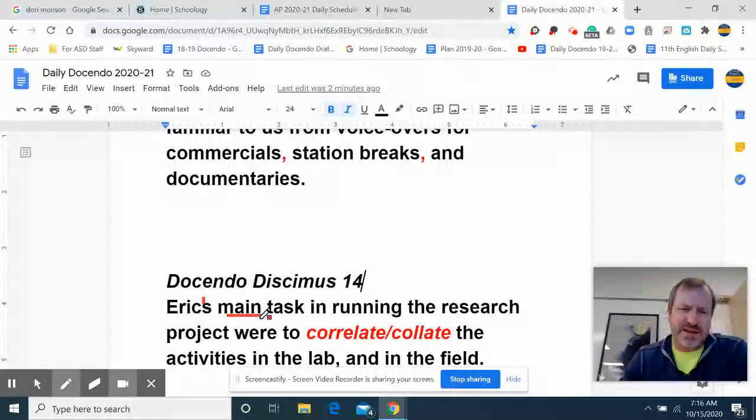Now we're talking about a main task here, which is one thing, and we have a verb that is plural. So I think we should change this to was, right? Was. And again, we call this subject-verb agreement. You have a singular subject, you need a singular verb, a plural subject, a plural verb. So Eric's main task in running the research project was to correlate the activities in the lab and in the field.